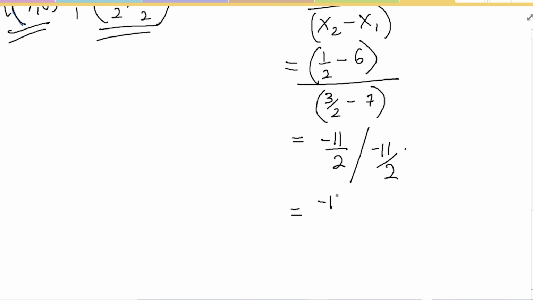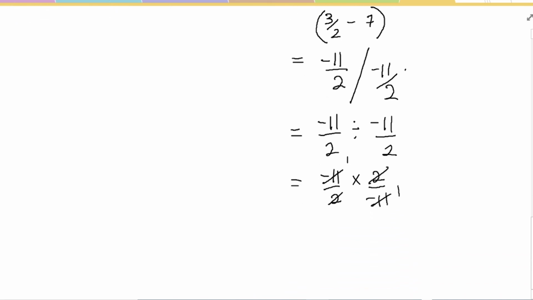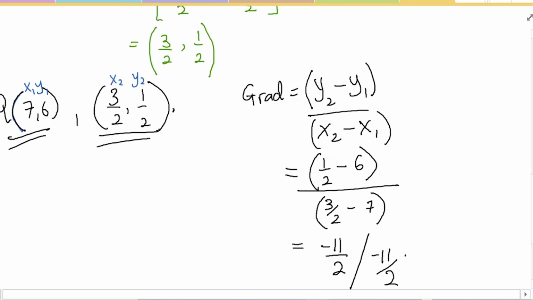This is the same as saying 11 over 2 divided by negative 11 over 2, which is the same as negative 11 over 2 multiplied by 2 over negative 11. This goes with that, and that goes with that, and definitely that is going to give us 1. So meaning that the gradient is 1. That's the gradient. The gradient of the line of symmetry is 1.